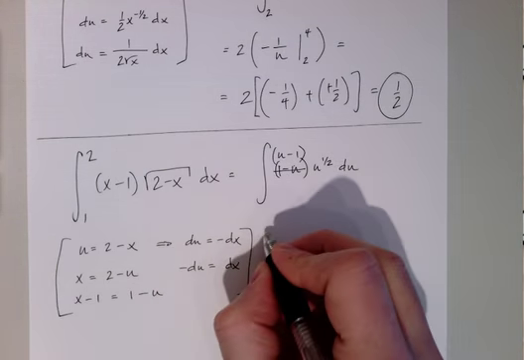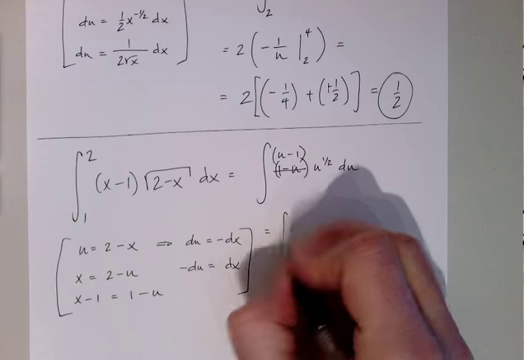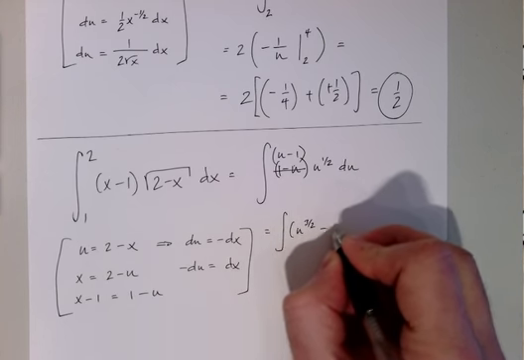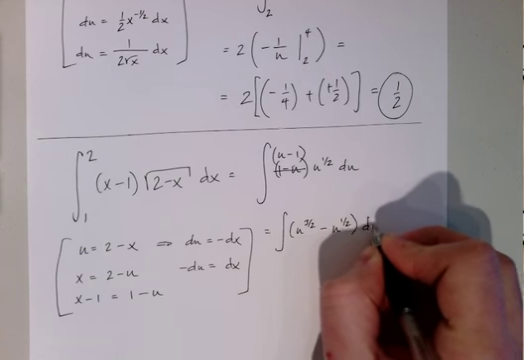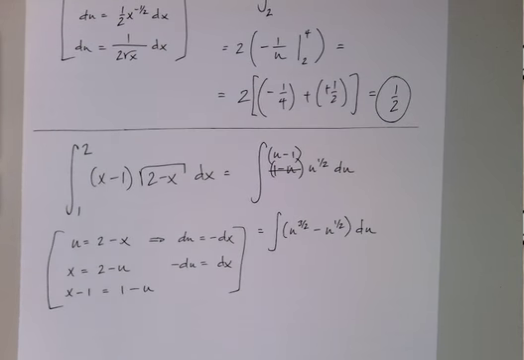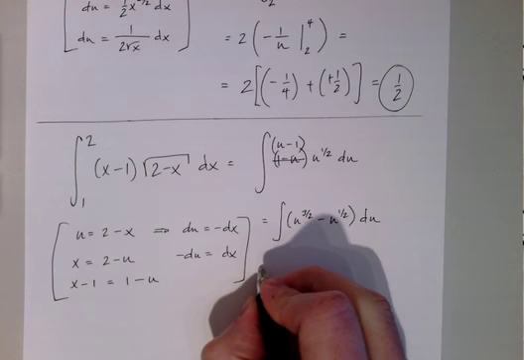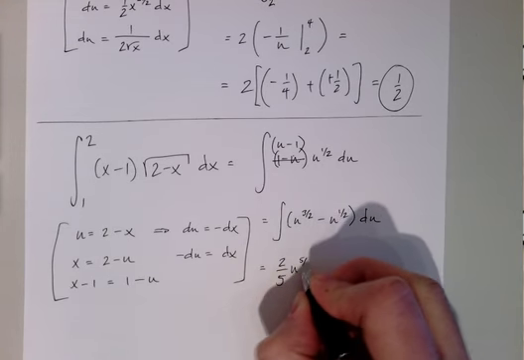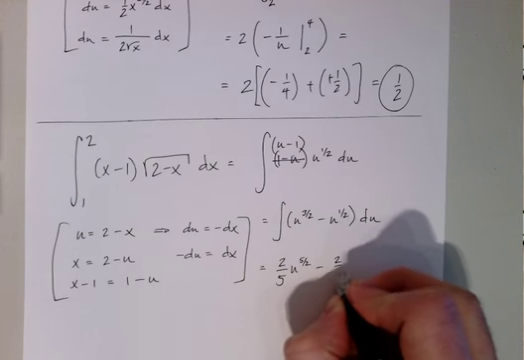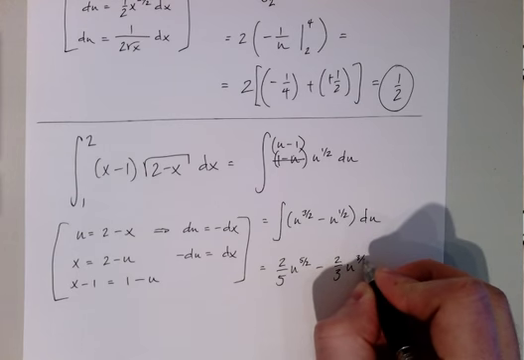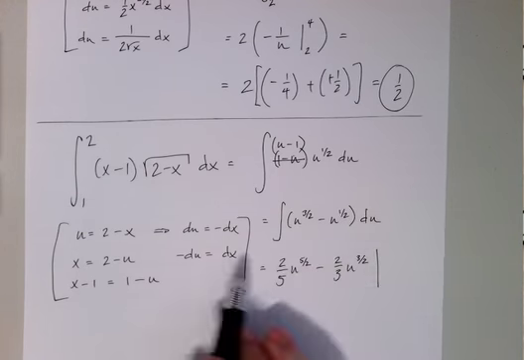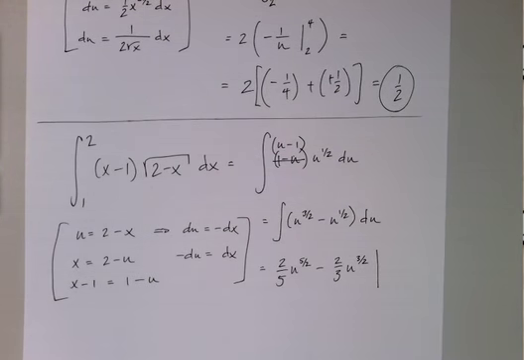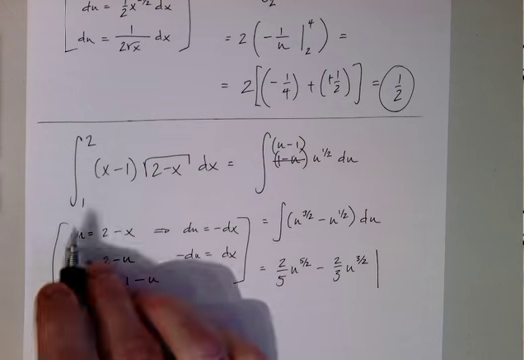Now, from here, once I've gotten it into the u form, it should be very, very easy. It's just undoing the power rule, and therefore I have 2/5 u to the 5/2 minus 2/3 u to the 3/2. Now remember, I have forgotten to actually bring my limits of integration along for the ride. So let's go ahead and do that.